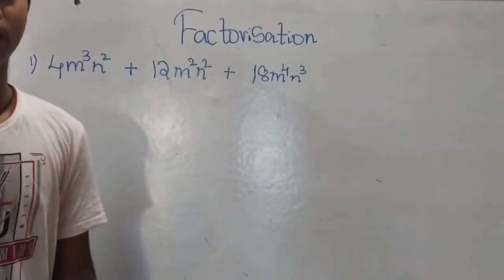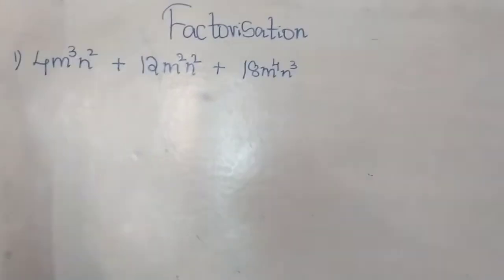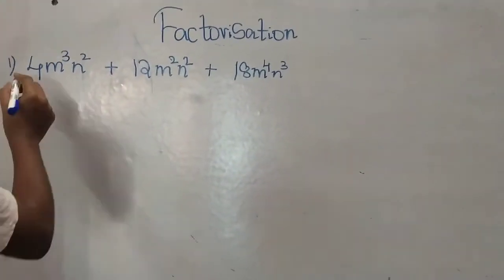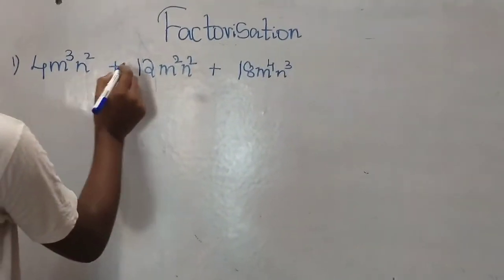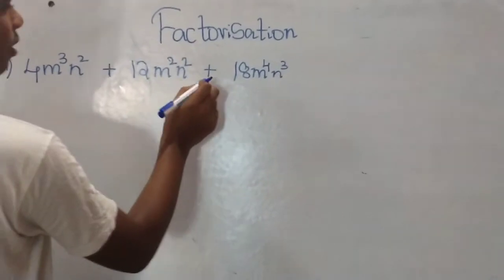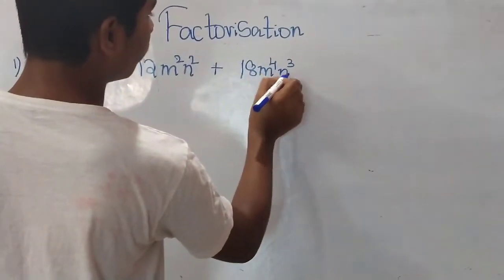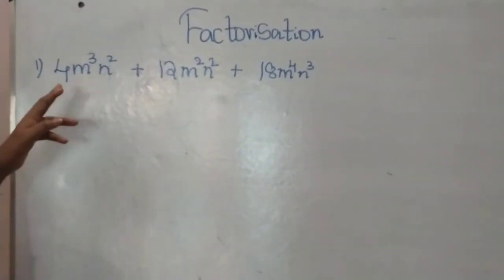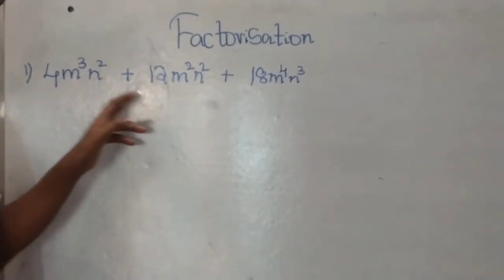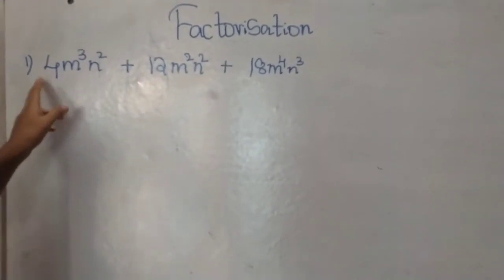Factorization. We will see some 5 problems about this. Let's first read the first question: 4m cube n square plus 12m square n square plus 18m power 4 n cube. In this, we have to check the common multiple of these 3 constants.